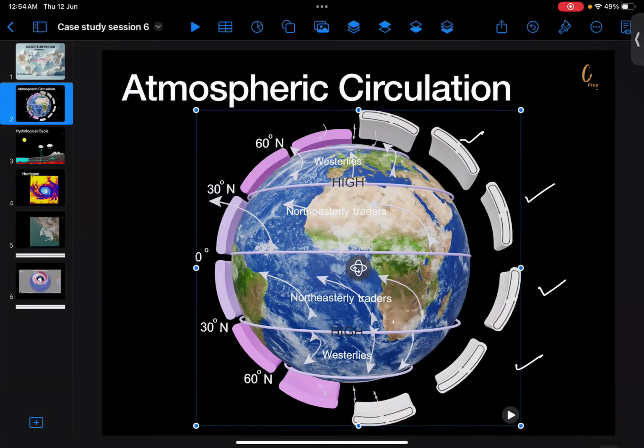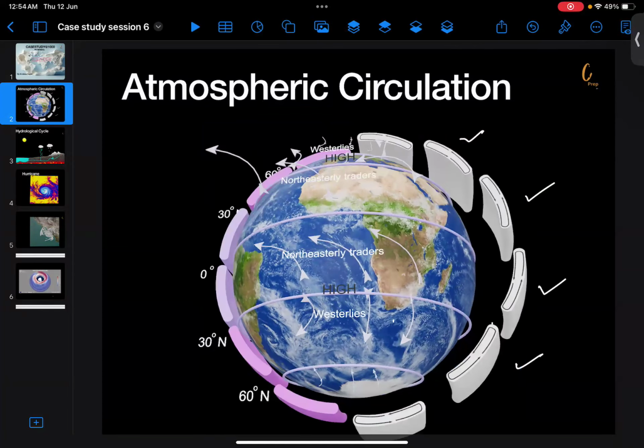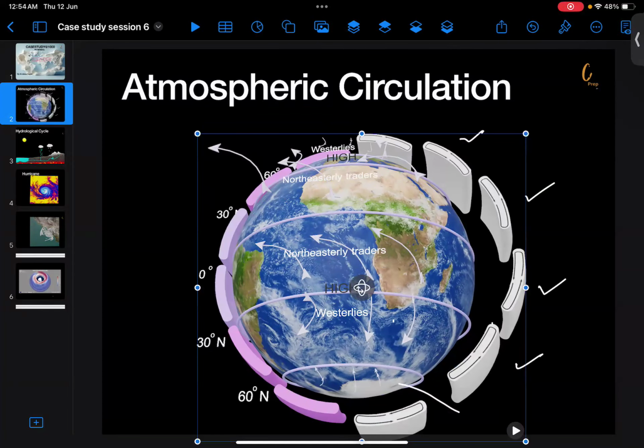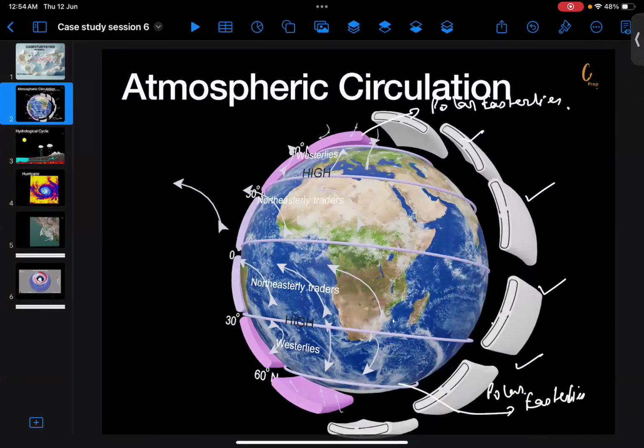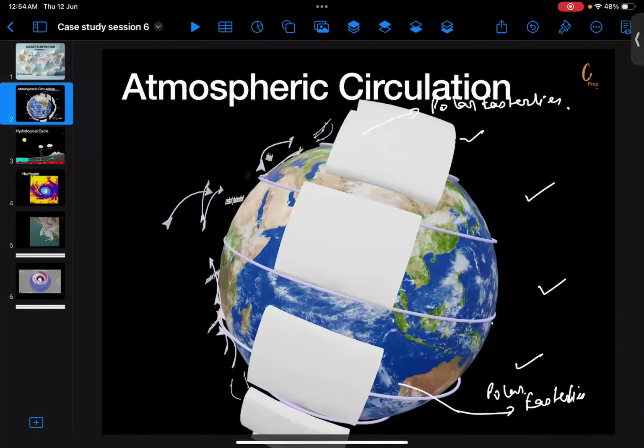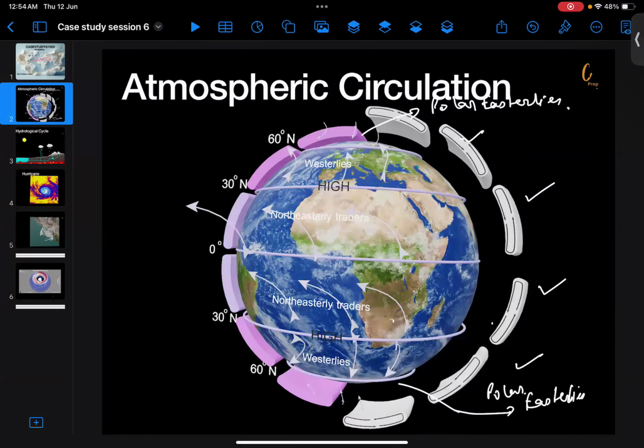When I try to make this part here, we'll see that here also we have the presence of easterlies, which are called polar easterlies, and there is another polar easterlies in this part. So this is one of the models which explains how a trimeridional circulation is taking place.